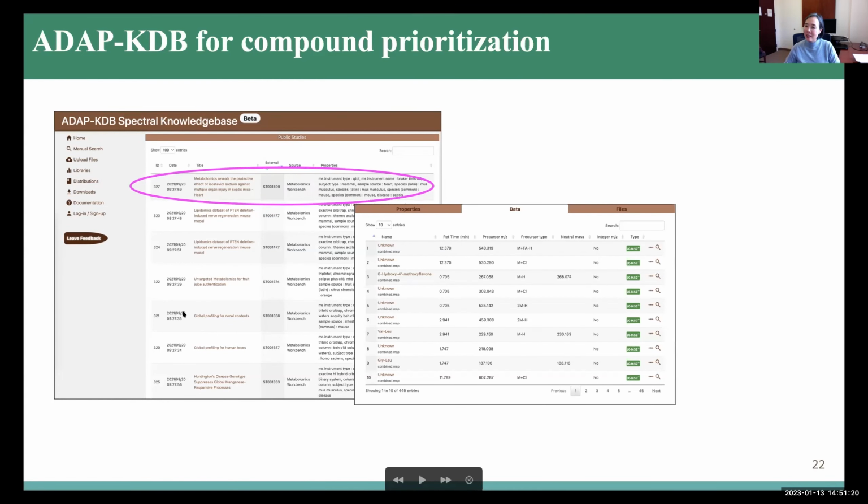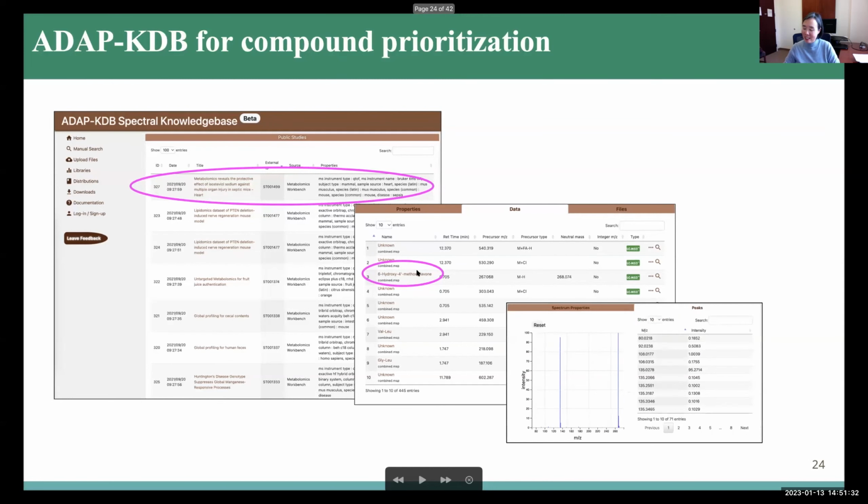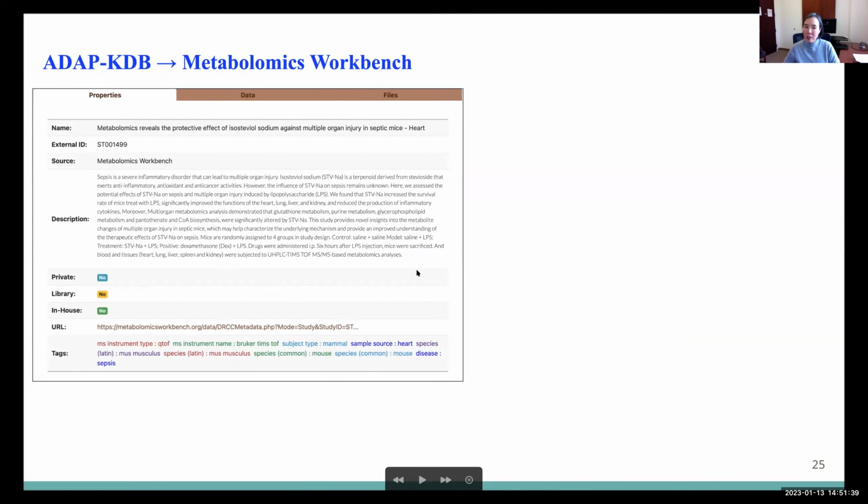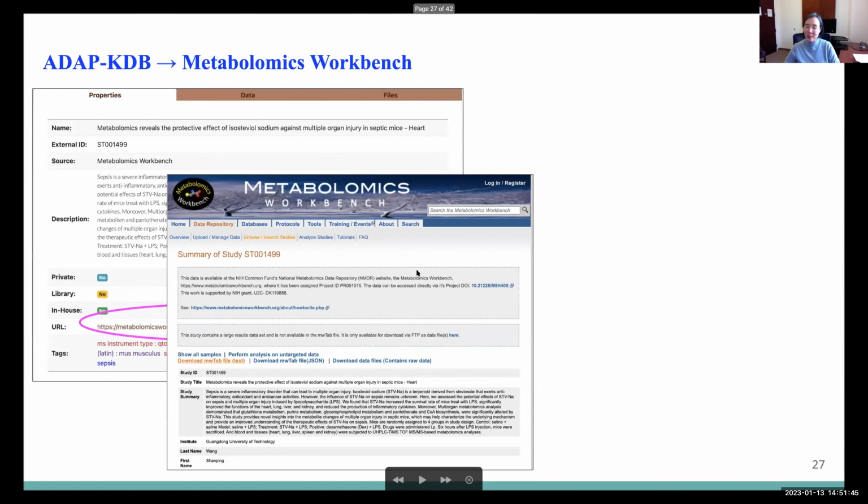If you click that, it will take you to another page to show all the compounds, either known or unknown, that we have determined, and all the spectra are here. For a particular compound, if you click, that will bring up the spectrum, what it looks like, and more details. And if you want to learn more about that particular study, we provide the URL for you to jump to Metabolomic Workbench and see more information.